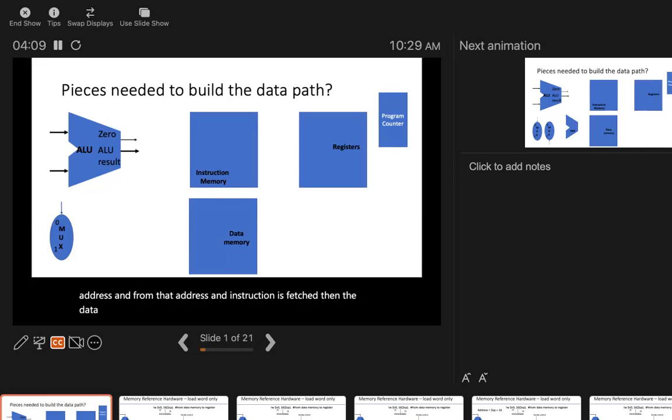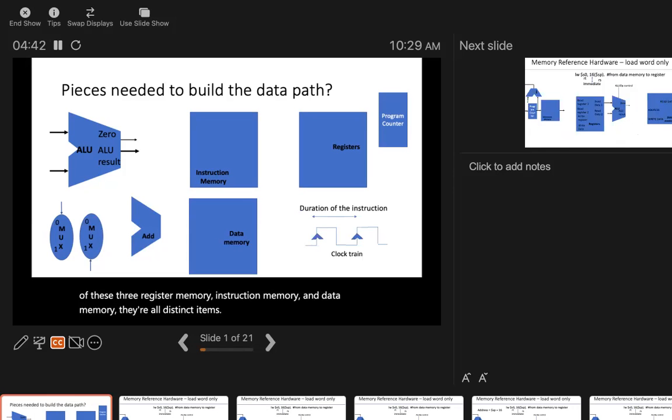Now, if you are looking into load word and store word instructions, you would need the data memory. When you are using the load word instruction, you're loading the value from the memory into the registers, and this is where your data is coming from, the data memory. If you're using store word, you're storing a value from the register into the data memory. So all of these 3, register file, instruction memory, and data memory, are distinct items. You would require an adder and, of course, a clock pulse, which will be implicit in our design.